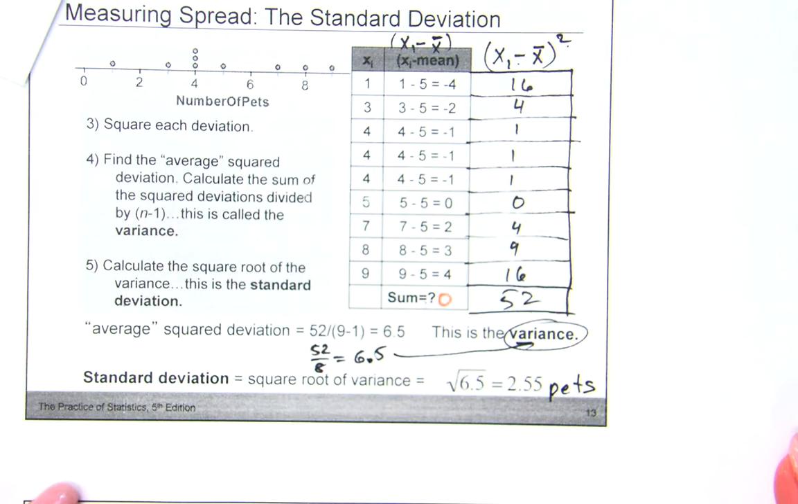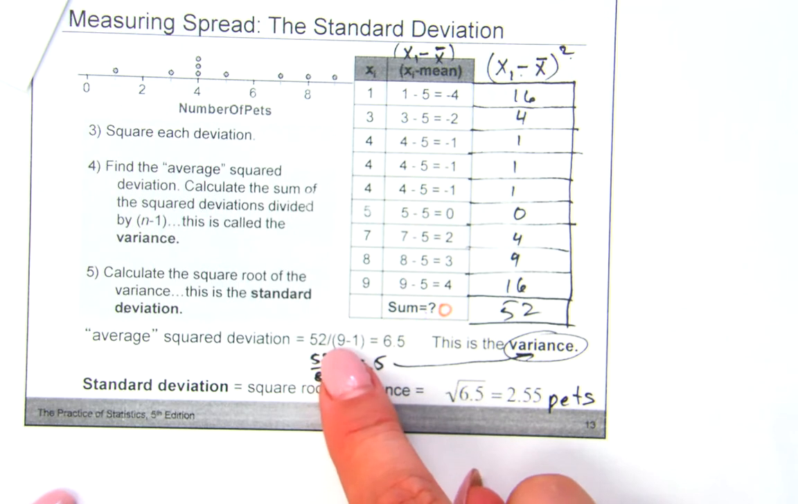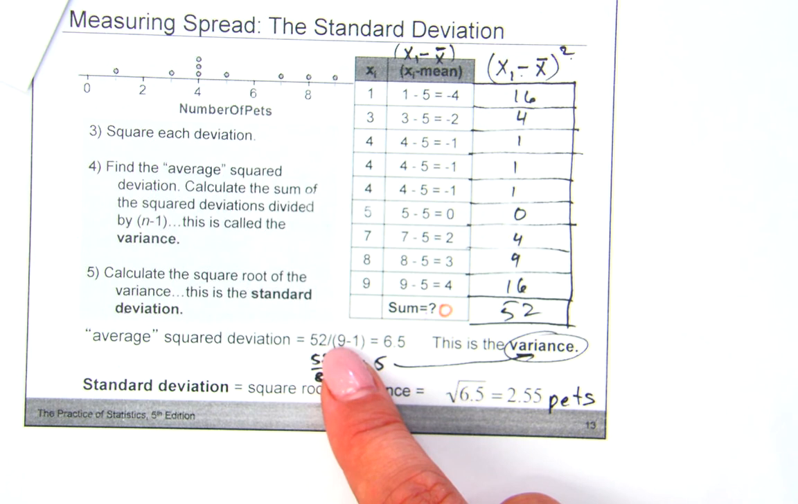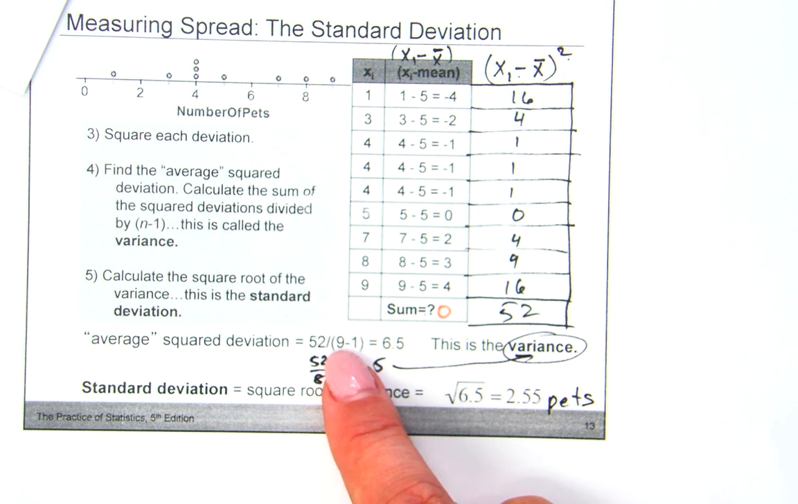Does that help? And in answer to your question, why are we dividing by 9 minus 1? We do that later when we talk about something called degrees of freedom, when we get to chapter 7 or so. That'll be explained in that area.